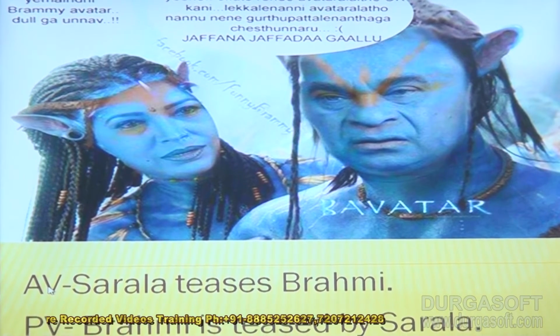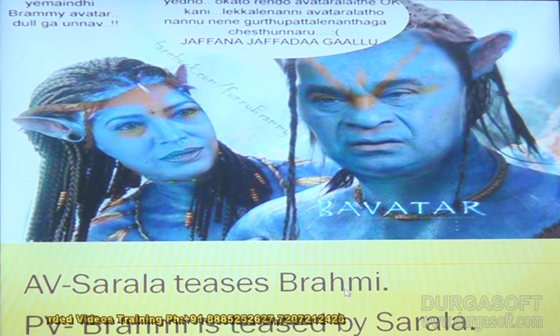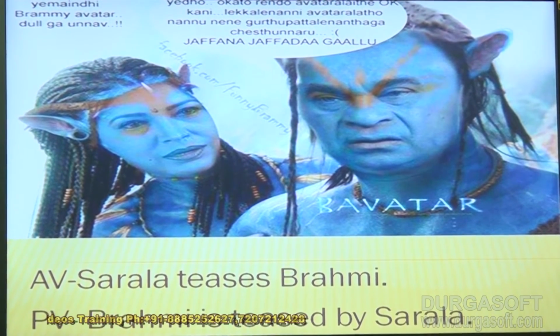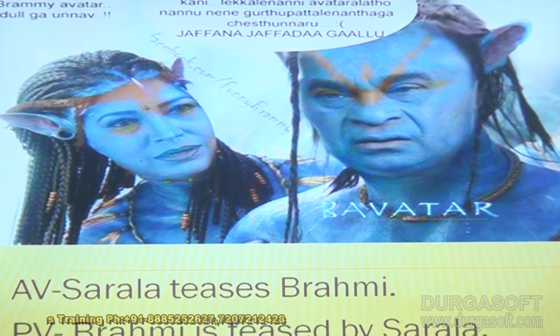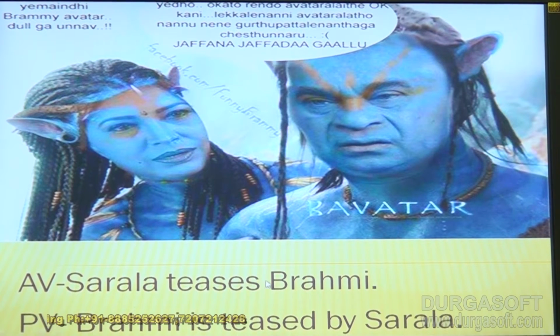See here, in the active voice zone, Kovai Sarala teases Brahmi, right? Is she teasing him? Yes, obviously she is teasing him. And to convert this sentence into passive voice, what is the structure that I used? You have to focus on this most of the time. Sarala teases Brahmi became, when it comes to passive voice, Brahmi is teased by Sarala. Is it clear? Brahmi is teased by Sarala. So let's see the next slide.